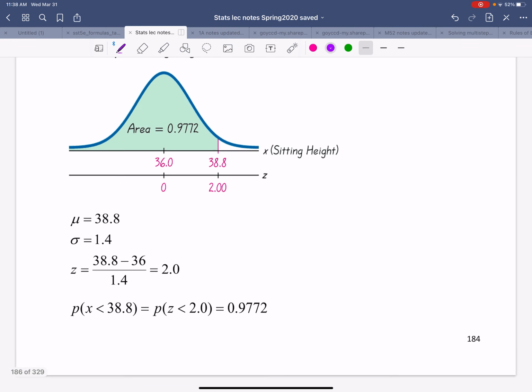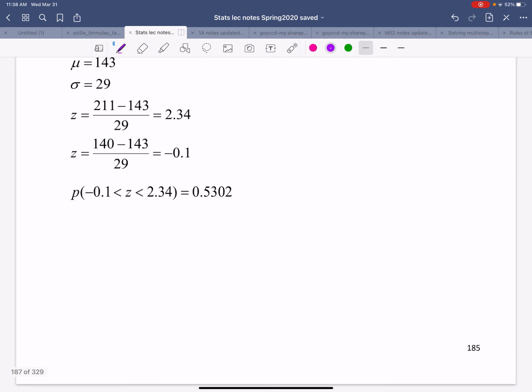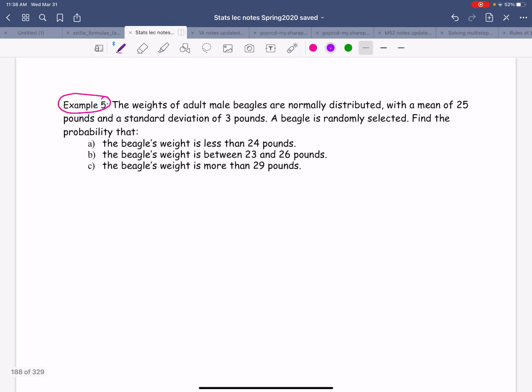Read it in the notes. It's worked out. I'm leaving it for you. And example number 4 as well is worked out. Read it in the notes. I'm going to move on to example number 5. We will do it together. Do a couple of examples together.